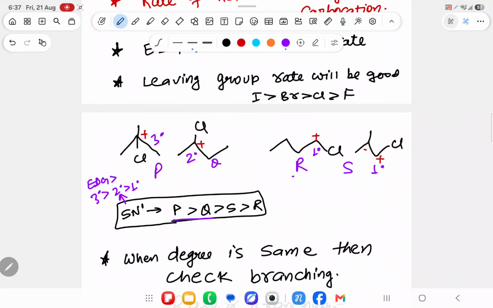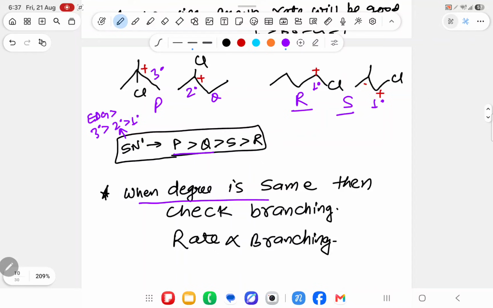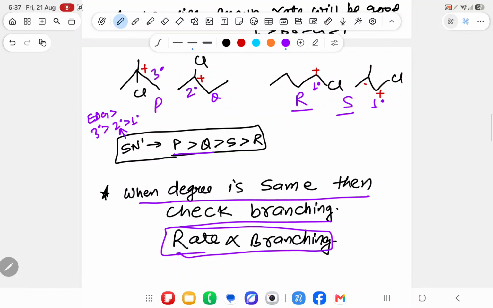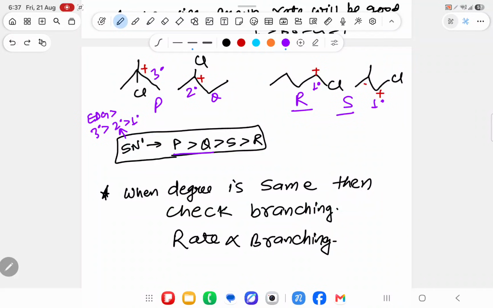Okay, sir. Then in R and S, when the degree is same, then check branching, and rate is directly proportional to branching. Over here 1 degree, over here 1 degree, but this one has more branching and this one has less branching, so S, then it will be R. Understood?